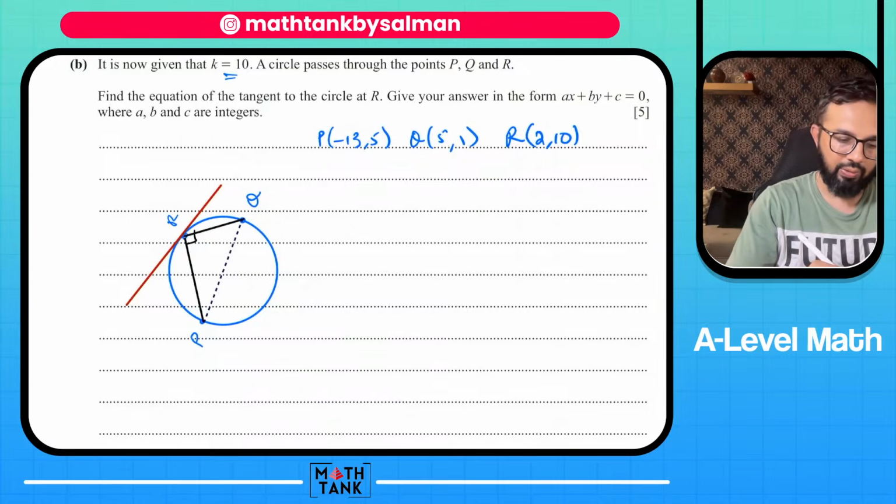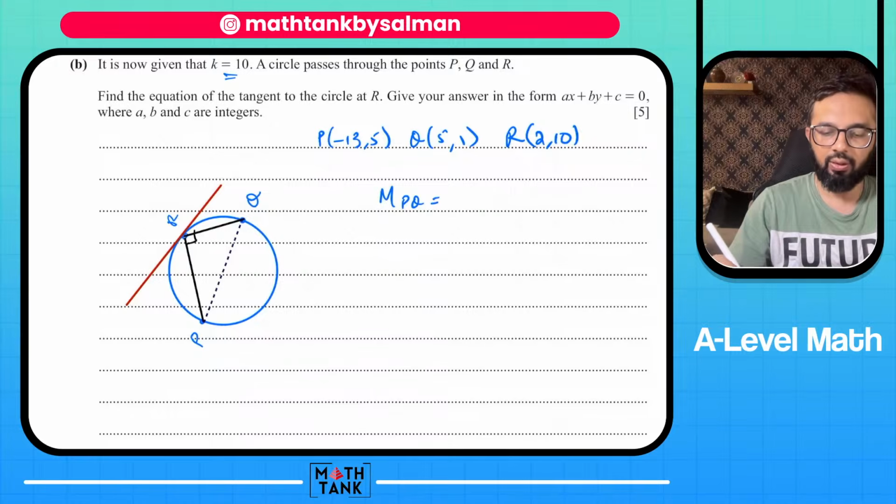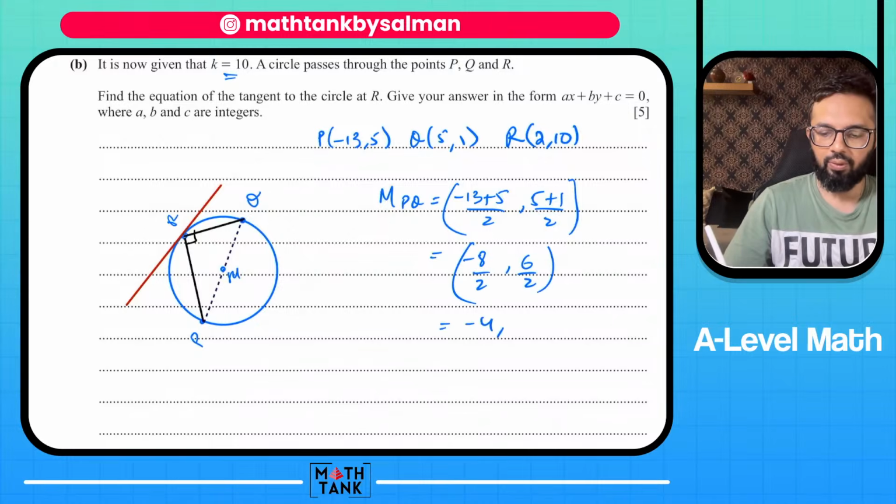tangent. Okay, so the center of the circle is going to be the midpoint of PQ. That's the property of the circle that you need to know. -3 plus 5 divided by 2 and 5 plus 1 divided by 2. So I get -13 plus 5. This is going to be the midpoint. -13 plus 5 is -8 over 2 and 6 over 2. So that's -4 comma 3.